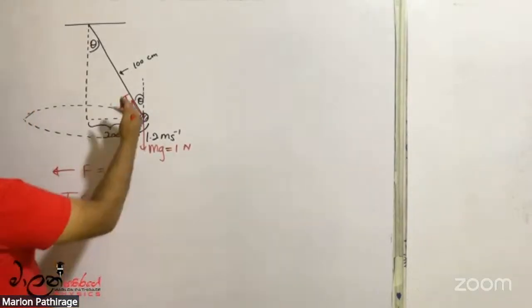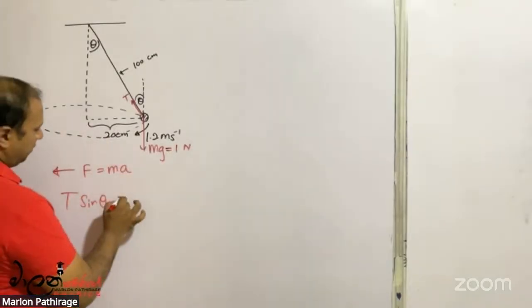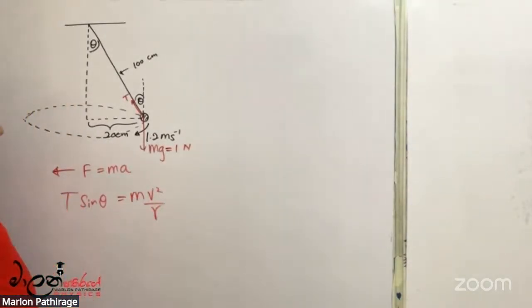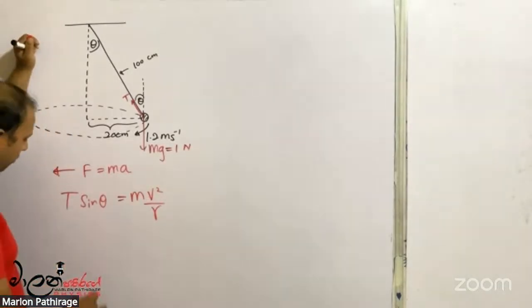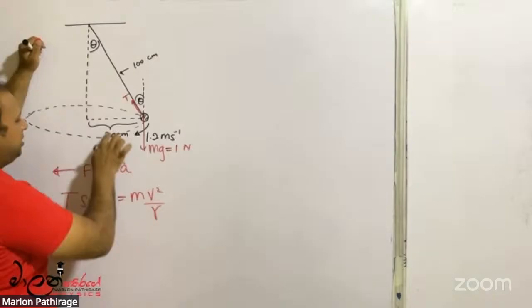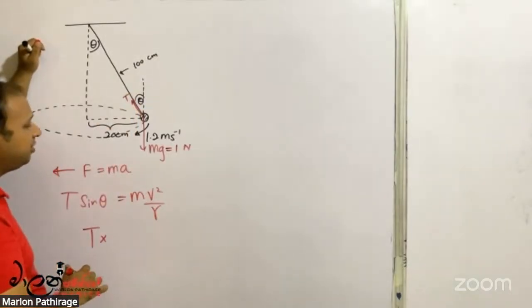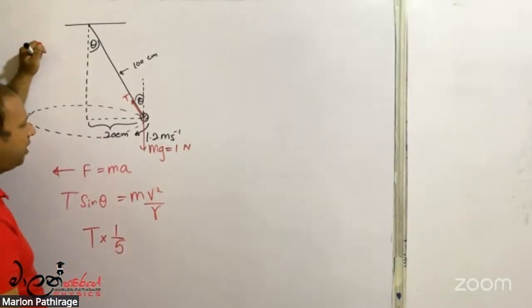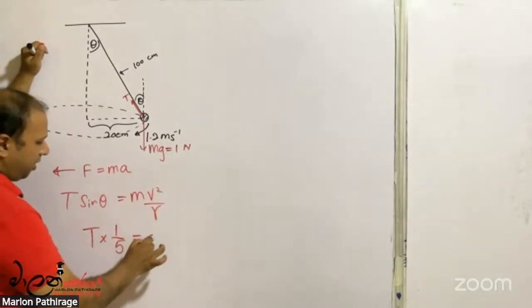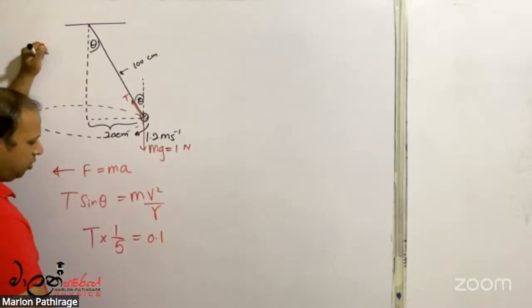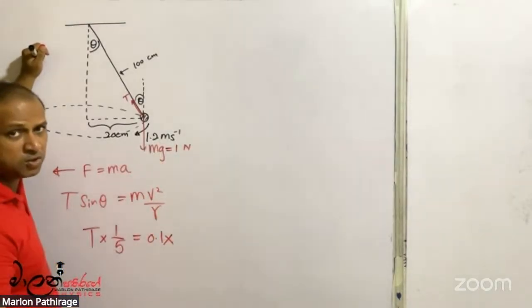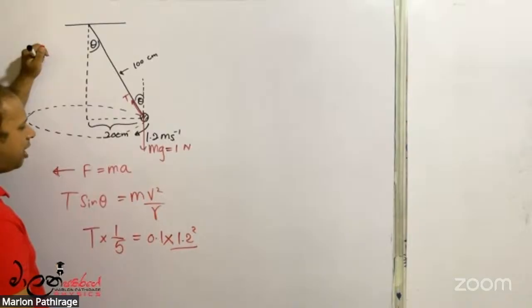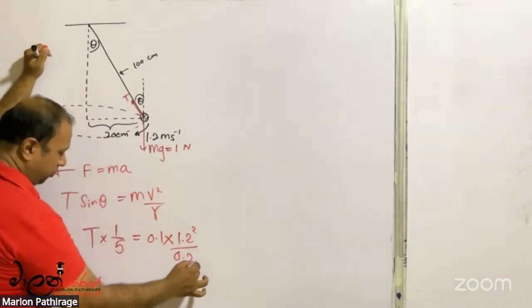T sine theta is equal to m v squared over r. Therefore, T into sine theta, which is 20 over 100, means 1 over 5. It is equal to mass, which is 0.1, times v squared, which is 1.2 squared, over r, which is 0.2 meter.